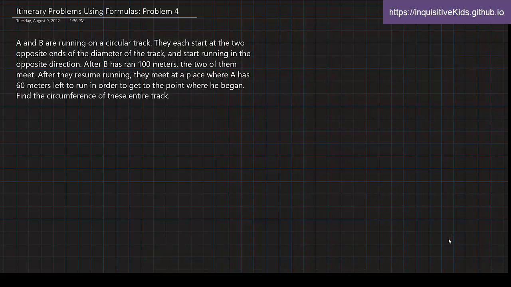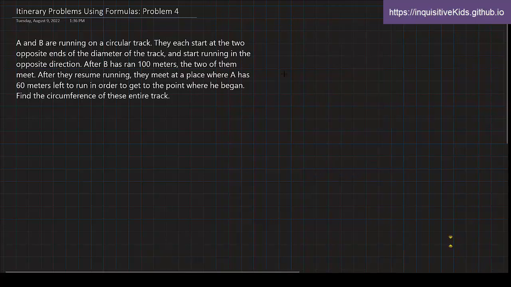So problem 4 over here is another circular track problem, and by far the hardest out of the 4 problems. So let's dive into it and remember all the things you learned from the previous problems. A and B are running on a circular track. They each start at the two opposite ends of the diameter on the track and start running in the opposite direction at the same time.